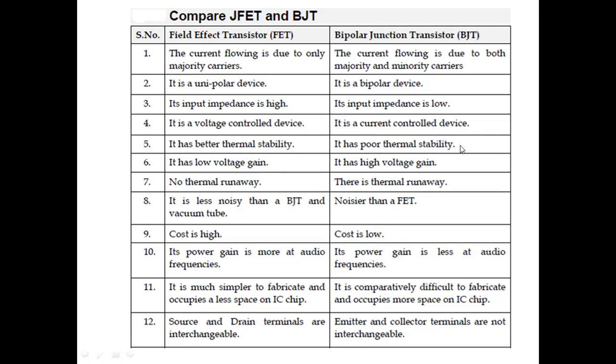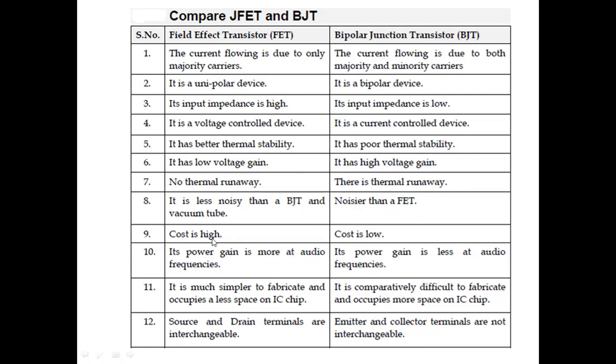So for that, we have to design a stabilization circuit for the bipolar junction transistor. And no thermal runaway takes place in the field effect transistor. But in the case of the bipolar junction transistor, thermal runaway is there. And the FET is less noisy than BJT and vacuum tubes. So field effect transistors produce less noise compared with bipolar junction transistors.